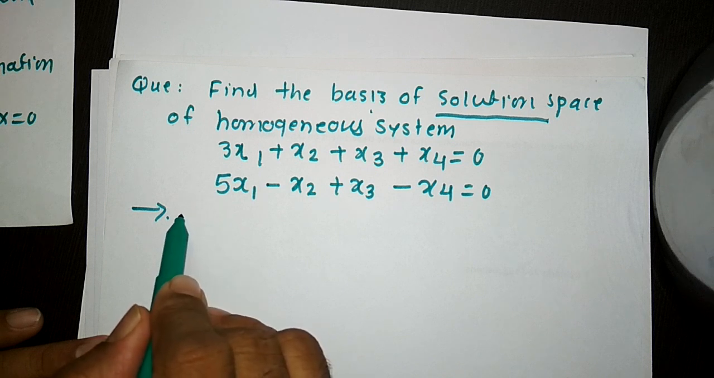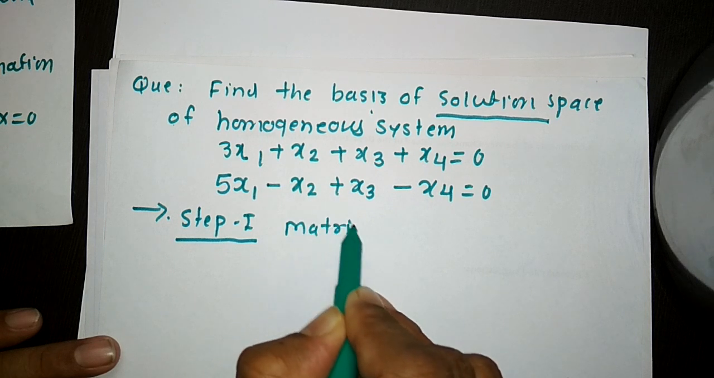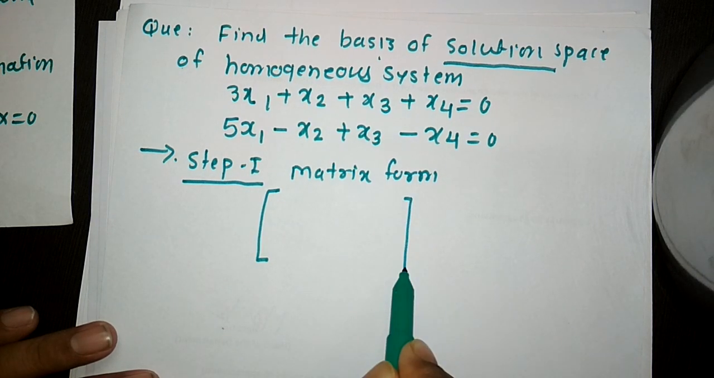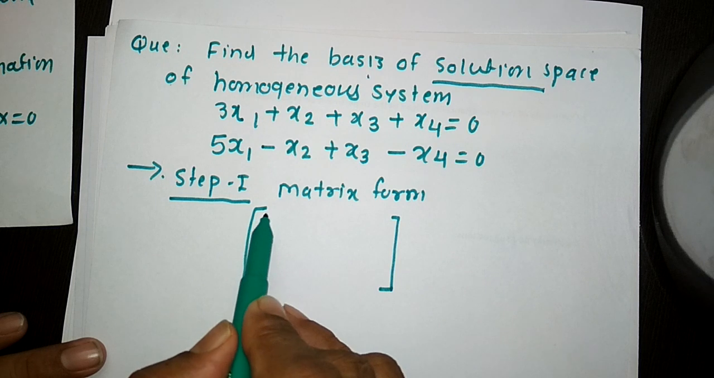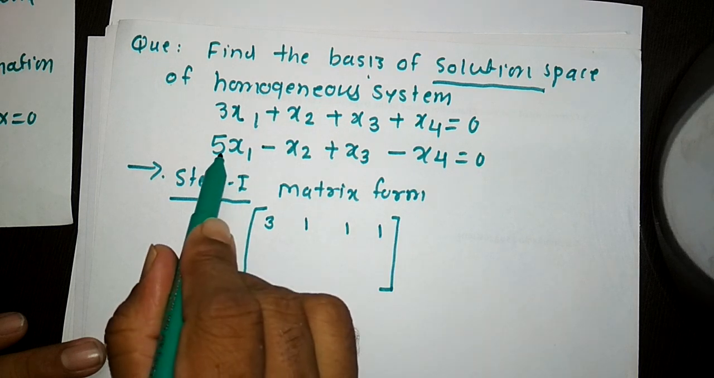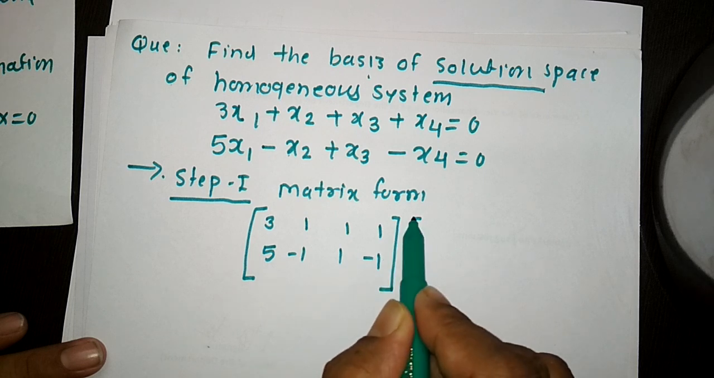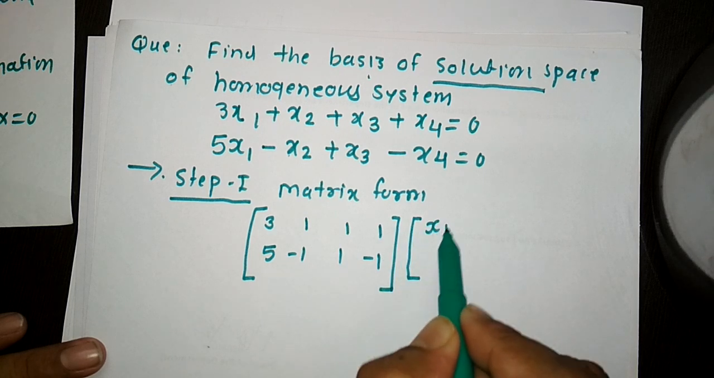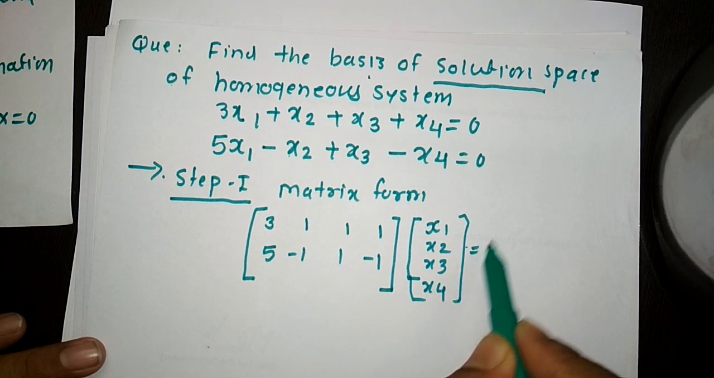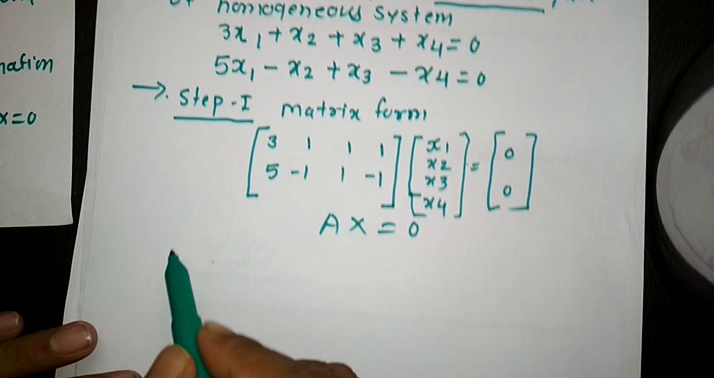So first step is that, step 1, write the system into matrix form. Okay, so the matrix form is here. First is the coefficient matrix. We write all the coefficients of the variables in the first equation, that is 3, 1, 1, 1. In the second, 5, minus 1, 1, minus 1. We write here the variables x1, x2, x3, x4, which is equal to 0, 0. Okay, so this is Ax equal to 0.